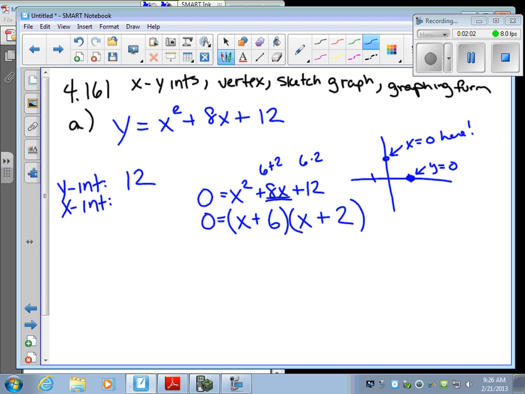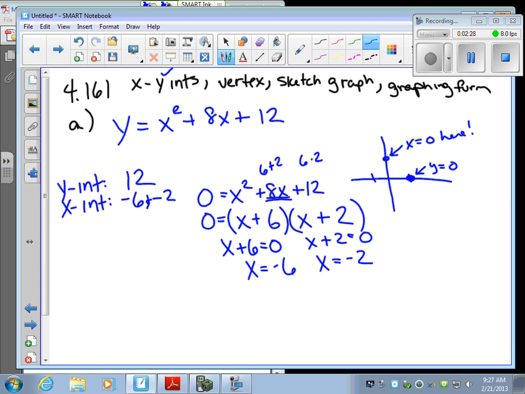And the reason I want to write them this way is because now each of these factors I can set equal to 0, because 0 times anything is 0. And so either x is negative 6 or x is negative 2. There's my x-intercepts. I'll say negative 6 and negative 2. All right, so I did the x and y intercepts.